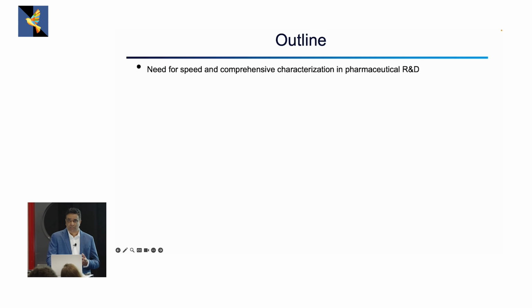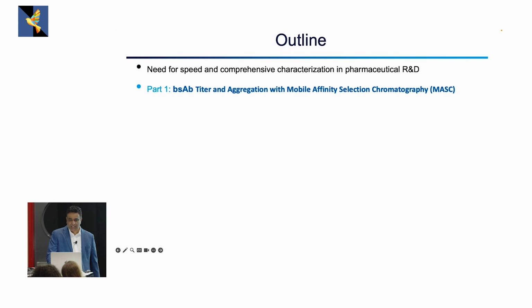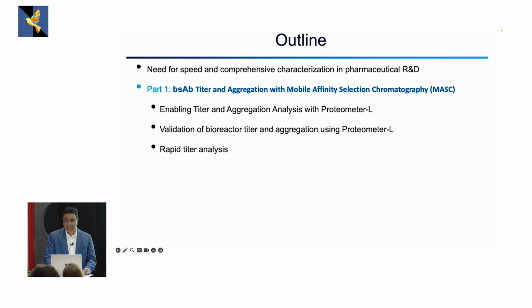biotherapeutics in biopharmaceutical R&D. So my talk will be two parts, where first I will describe a new technology, which is known as mobile affinity selection chromatography. And this technology has been used to determine the aggregation and the titer of a biotherapeutic directly from a bioreactor. And we've also implemented very rapid, ultra-fast titer determination by extending this method for a very high throughput format.